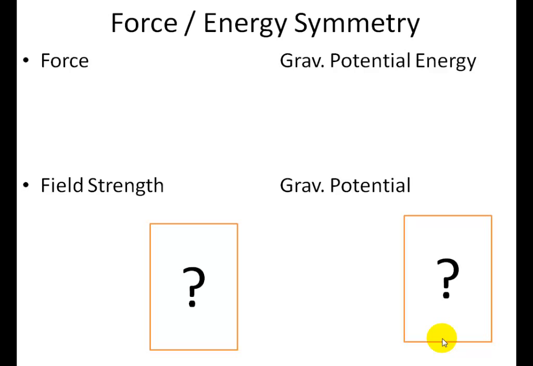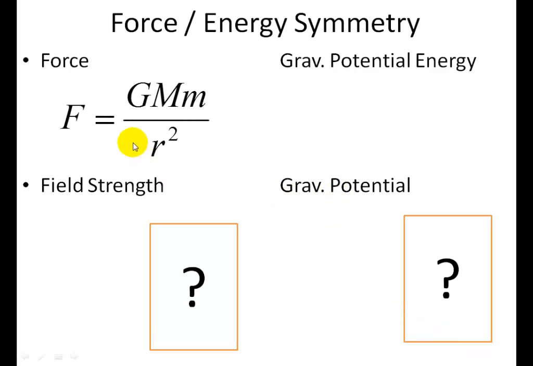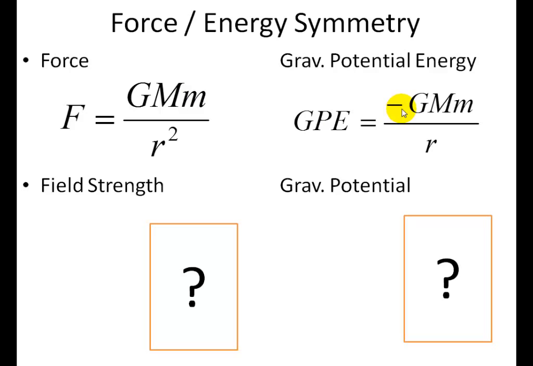Now we have a nice symmetrical set of equations here, which look at force and energy, or potential energy. The force equation is F equals GMm over r squared. The gravitational potential energy, which replaces mgh, is minus GMm over r. Notice that it's negative. Why is it negative? Because gravitational potential energy is always negative. At infinity, the gravitational potential energy is zero, and as it goes from infinity, it loses potential energy, so it will always be negative. The field strength is the force divided by the mass.